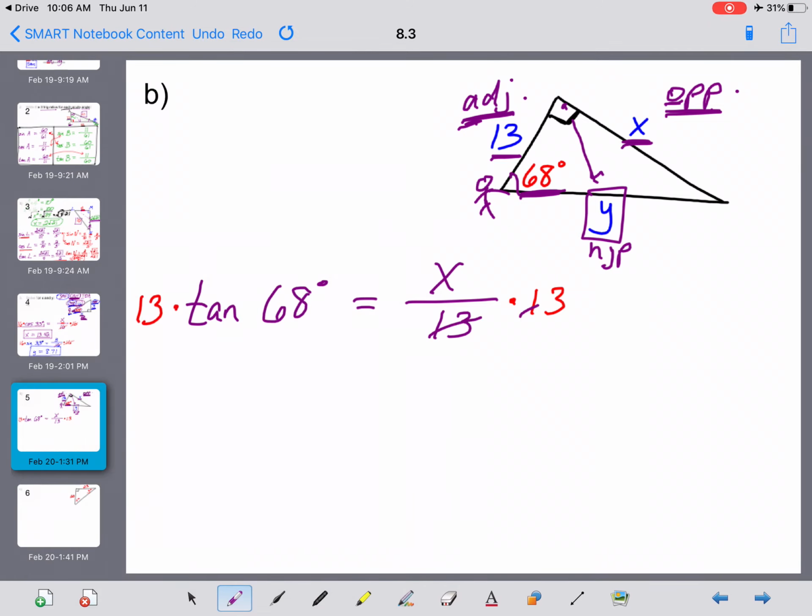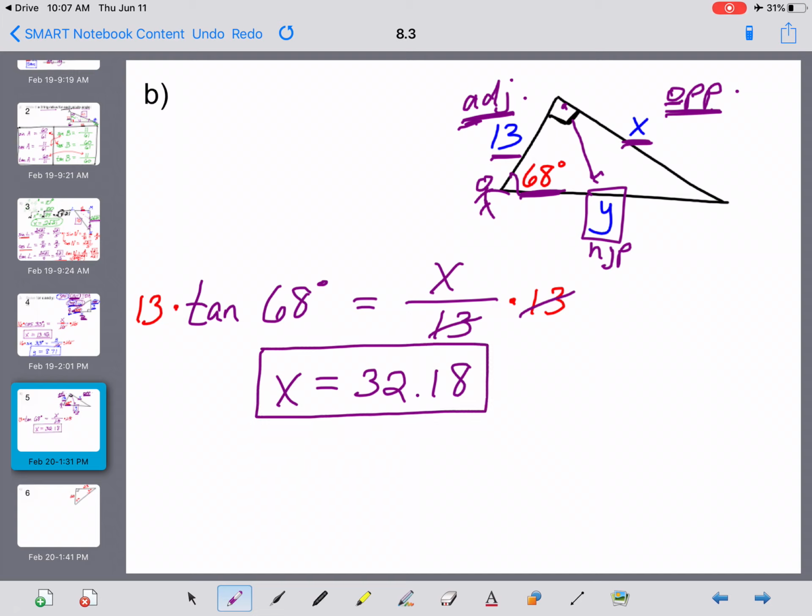Okay, these 13s cancel, and we are going to get x equals, and now we're just going to type in 13 tangent of 68. You don't even need to hit times there. Now, as I look at the diagram, 13, the adjacent leg, looks like the shorter leg here, so I'm expecting an x value bigger than 13. And my calculator tells me that the answer is 32.18 if I were to round that to the nearest hundredth. So that seems realistic to me.